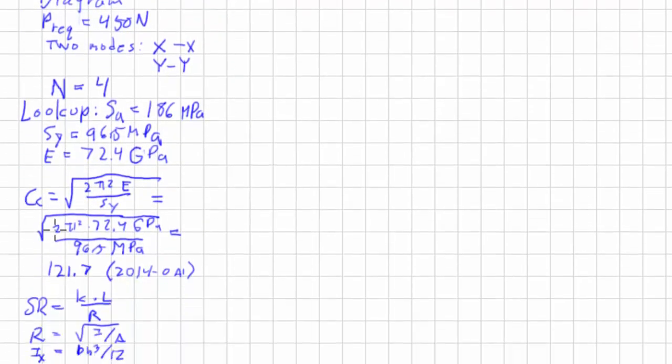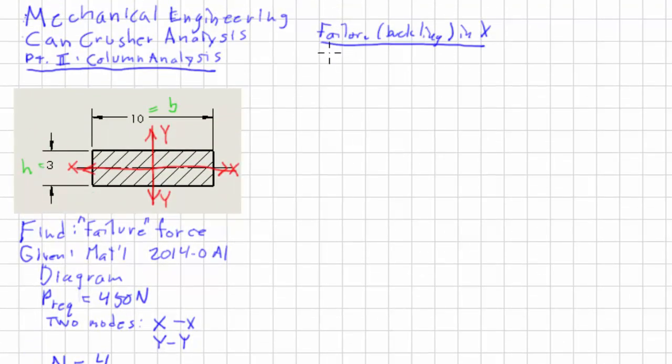We already did the column constant. That won't change depending on which direction we use, because it's all about the materials. But the slenderness ratio is going to change depending on R. R is going to change depending on I. I is going to change depending on the direction we're talking about. So let's look at this.